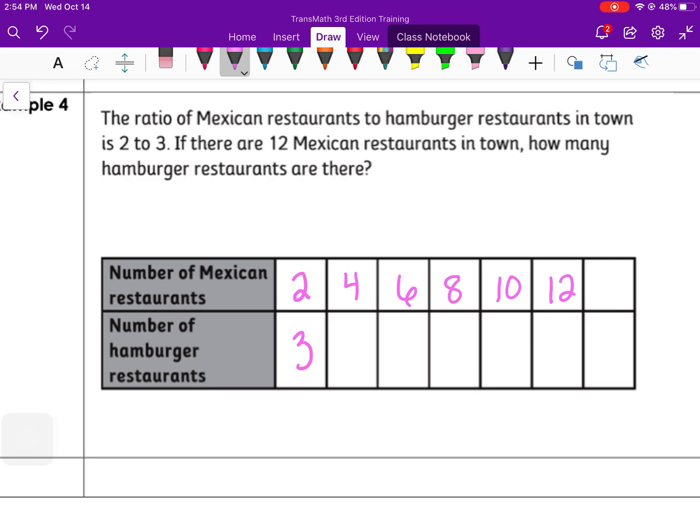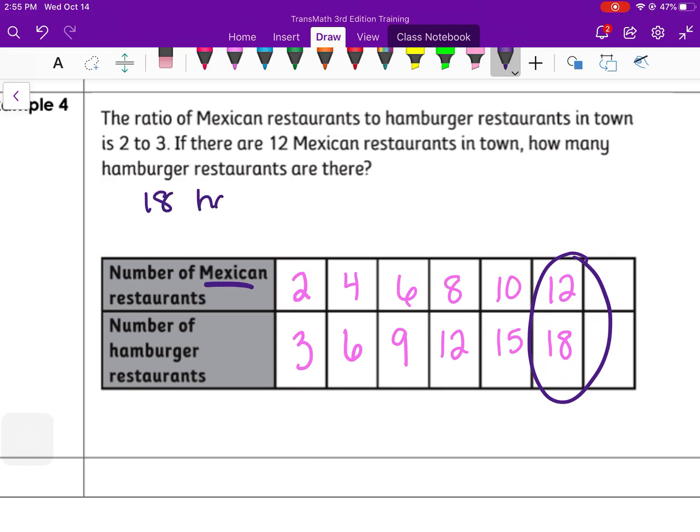If there are 2 to 3, then that's 4 to 6. 6 to 9. So on the top I'm counting by 2s, and on the bottom I'm counting by 3s. 3, 6, 9, 12, 15, 18. 2, 4, 6, 8, 10, 12. And then this gives us our answer. So I had to approach that problem a little bit differently. On the top, I counted by 2s. I added 2 every time. And on the bottom, I counted by 3s. So when there are 12 Mexican restaurants, there are 18 hamburger restaurants.